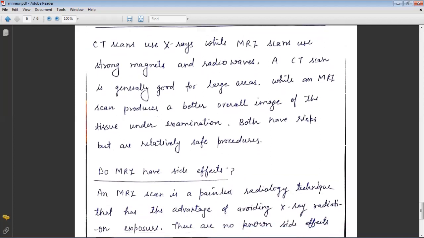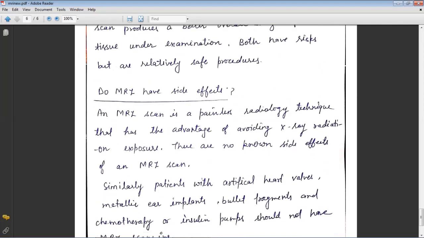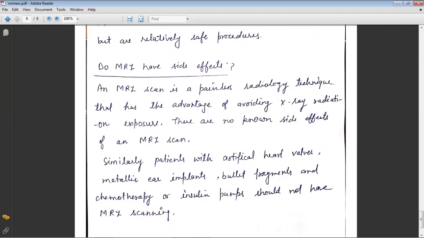Next question is: does MRI have side effects? क्या उसका कोई side effect हो सकते हैं? So here, an MRI scan is a painless radiology technique that has the advantage of avoiding X-ray radiation exposure. Okay, there are no known side effects of an MRI scan.